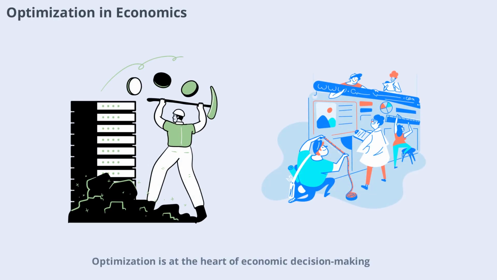Optimization is at the heart of economic decision-making. Whether it's a company maximizing profits, a consumer choosing the best product, or a government allocating resources, the goal is to achieve the best possible outcome. Economists use mathematical models to identify optimal solutions, taking into account constraints like budgets, time, and available information. Optimization ensures that resources are used efficiently and effectively.